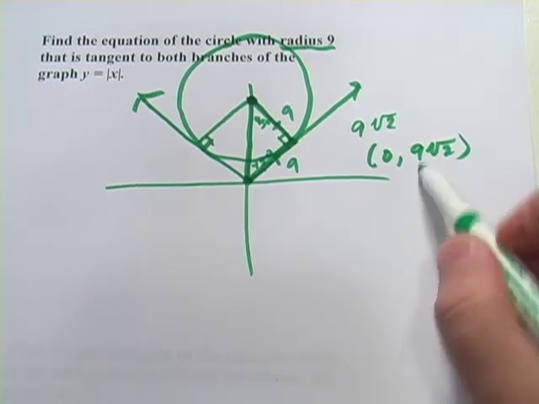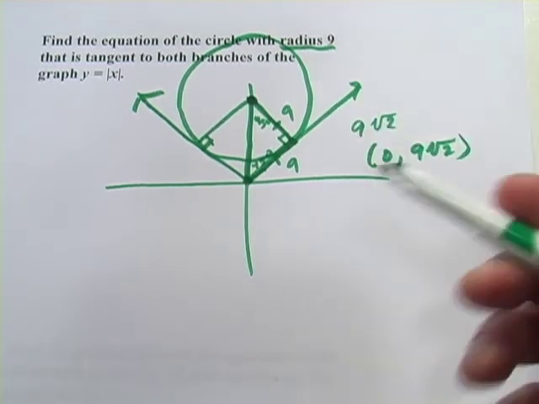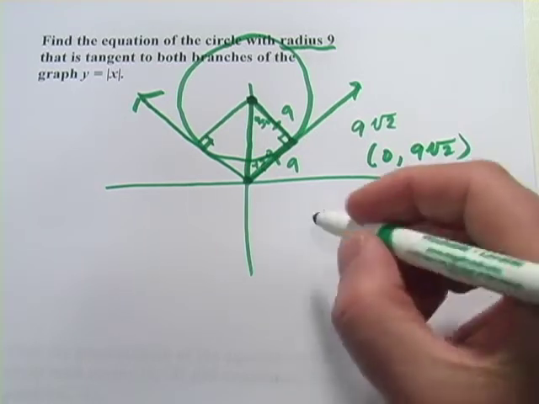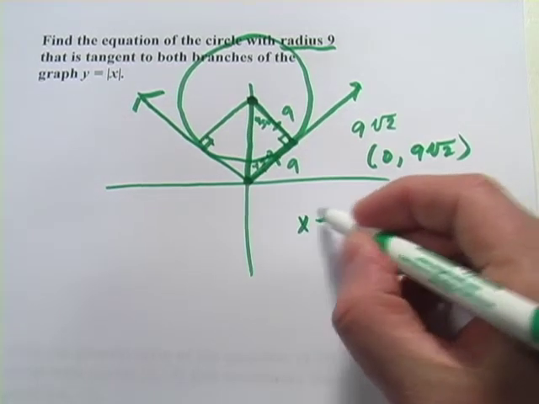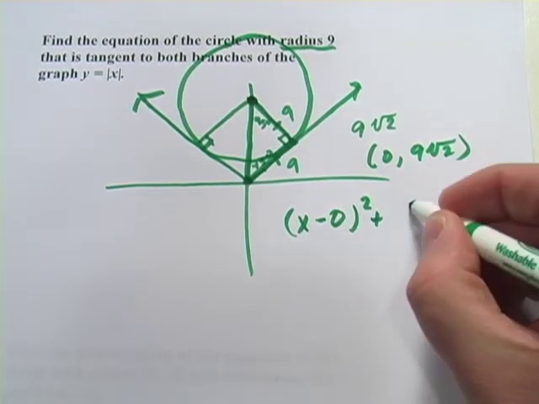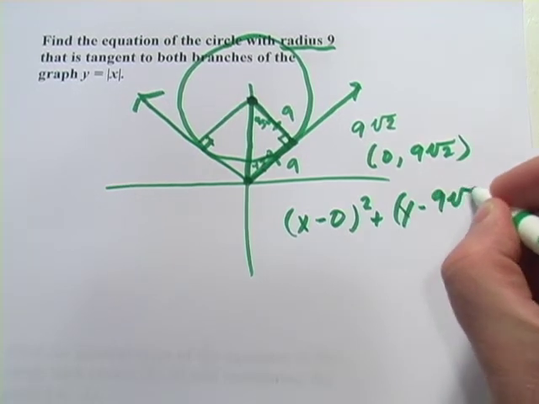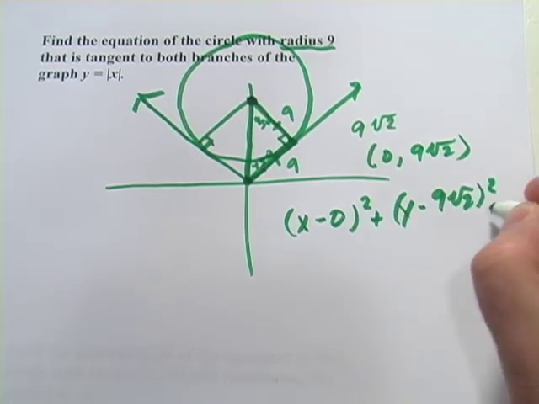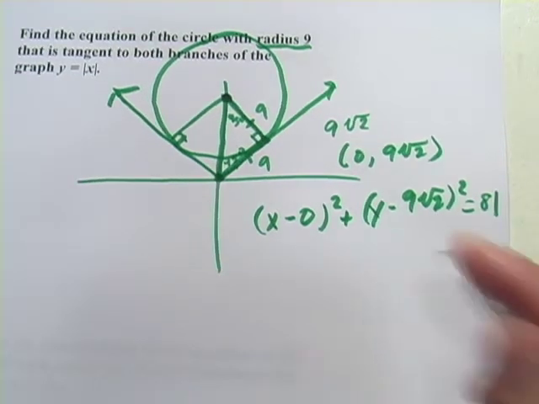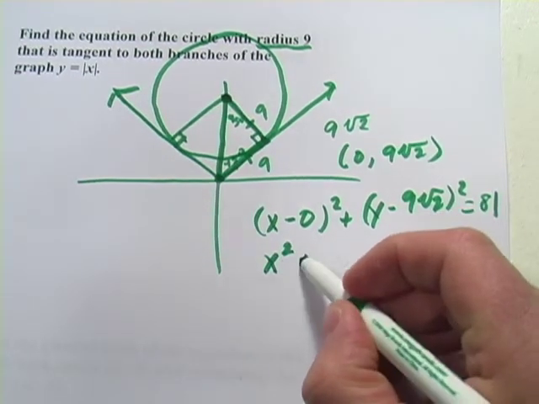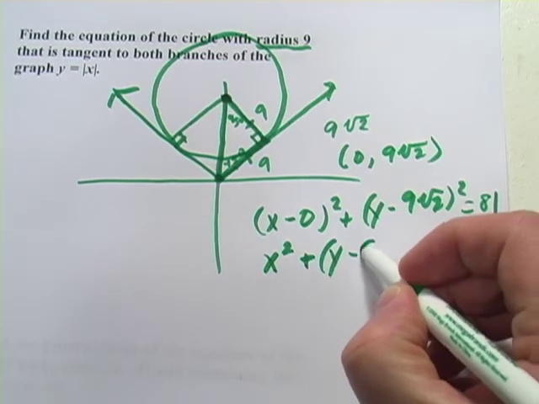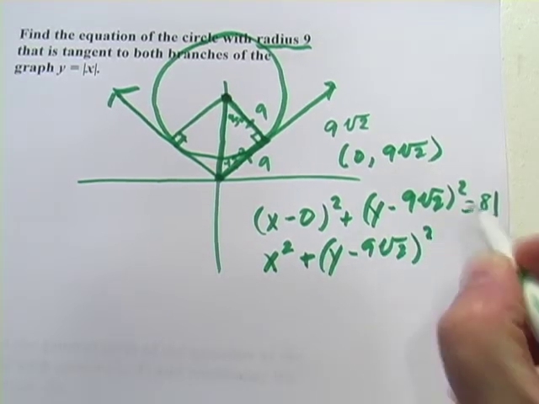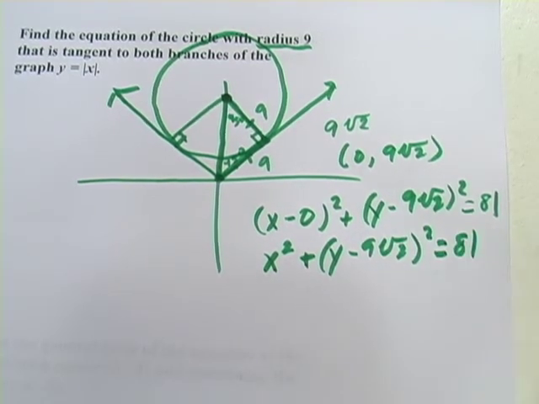Now we've got a center and we've got a radius. We can go ahead and put this in the standard form. So x minus 0 squared plus y minus 9 times the square root of 2 squared equals 81. And we can just write this as x squared. And we'll leave it in standard form and call that done. So that's a little bit of work with the equations of circles.